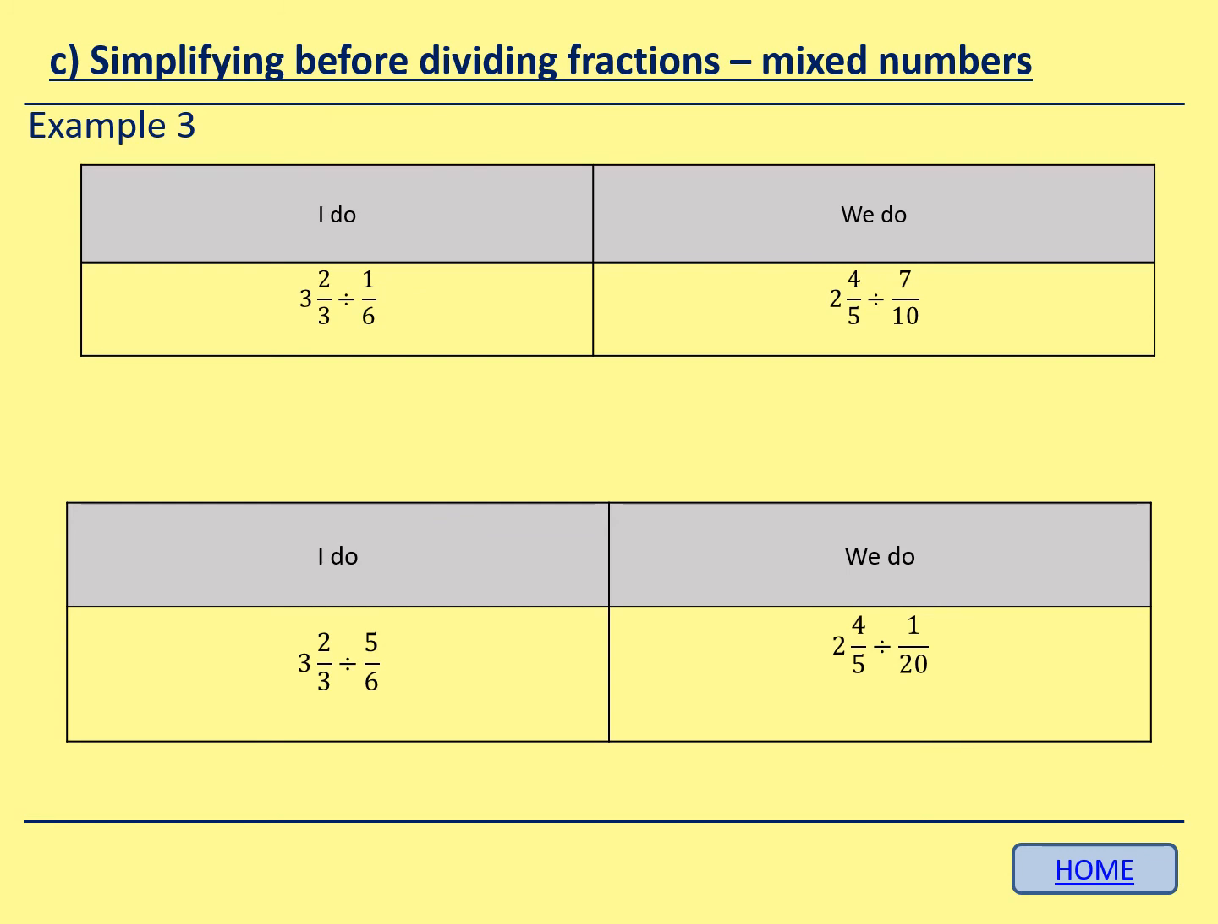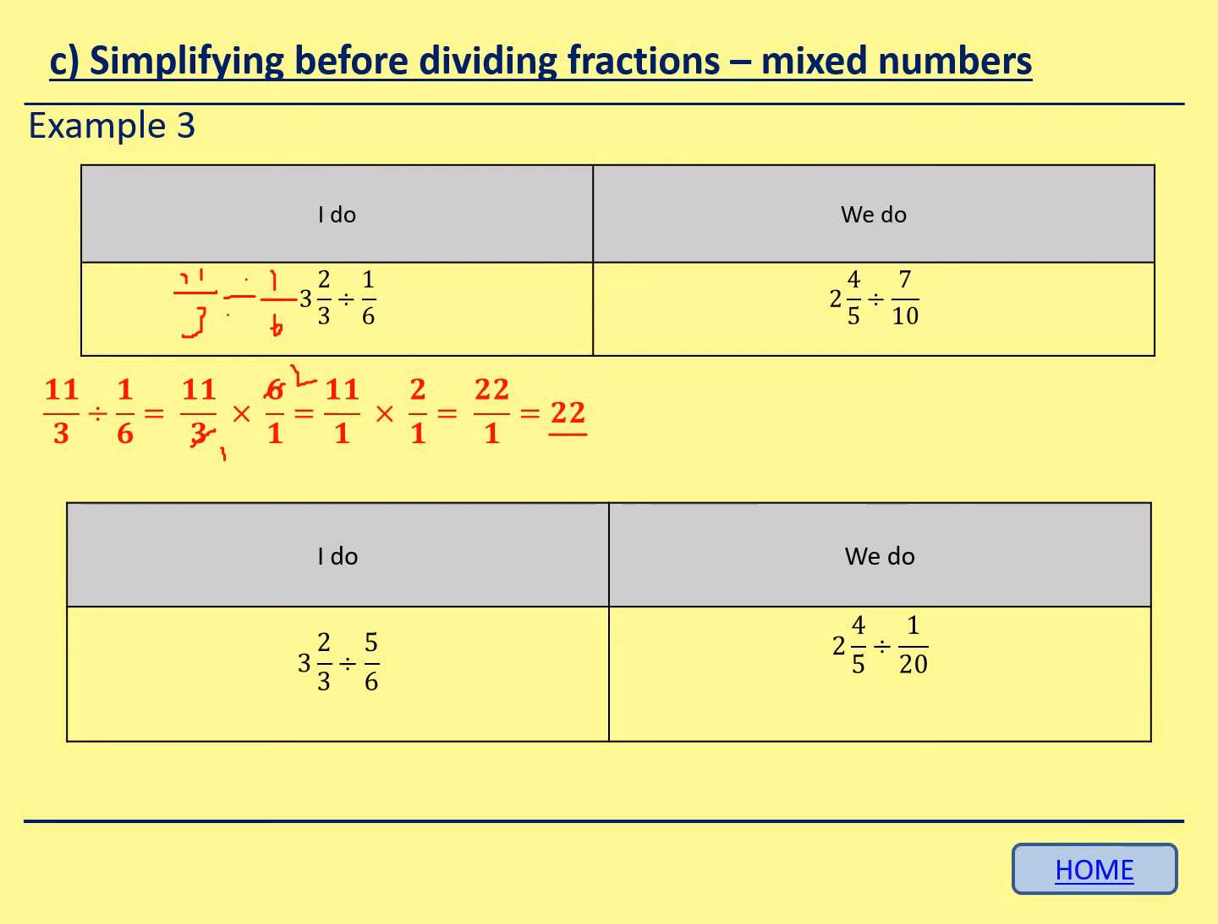Okay, so I've got 3 2/3 divided by 1/6. So I want this to turn into an improper fraction. 3 3s is 9 and 2 is 11. So that's 11/3 divided by 1/6. Okay, so we're going to keep the first, flip the second. Right, now 3 ones is 3 and 3 twos are 6. So you've got 11 times 2 is 22, 1 times 1 is 1, and you get the whole number 22.